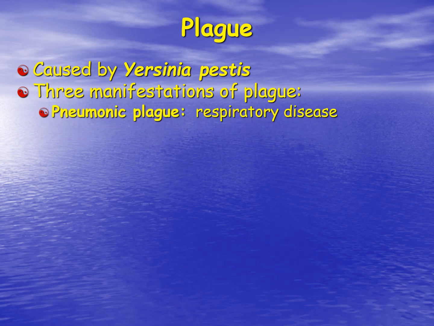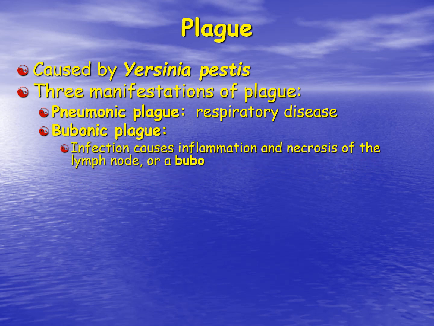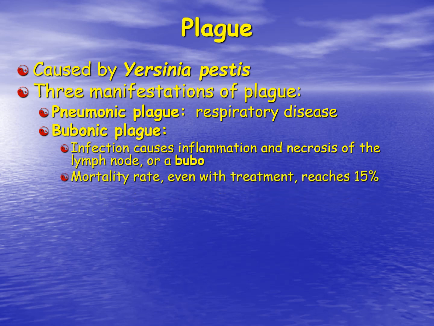We can have the pneumonic plague, which is actually a primarily respiratory disease. Bubonic plague, where we see infection of Yersinia pestis in the lymph node, and this results in inflammation and necrosis, causing what is called a bubo, hence bubonic plague. And the mortality rate of bubonic plague, even with treatment, can actually reach somewhere between 15 to 20%.